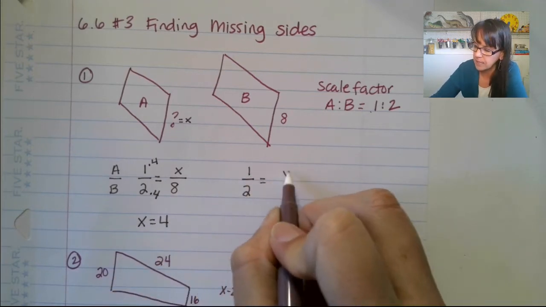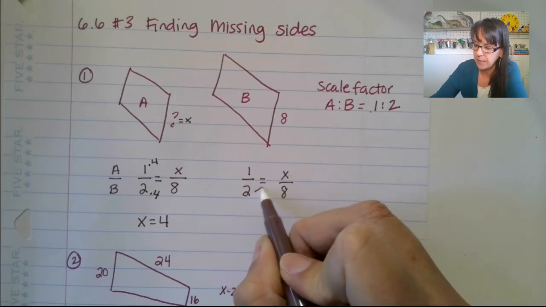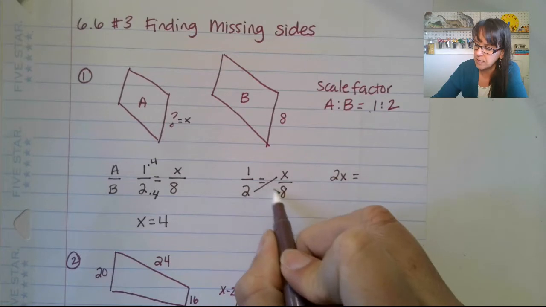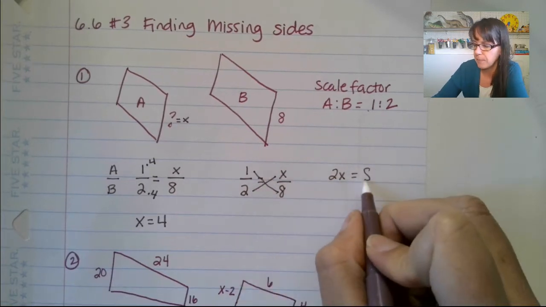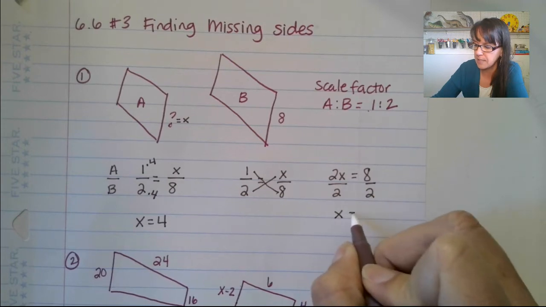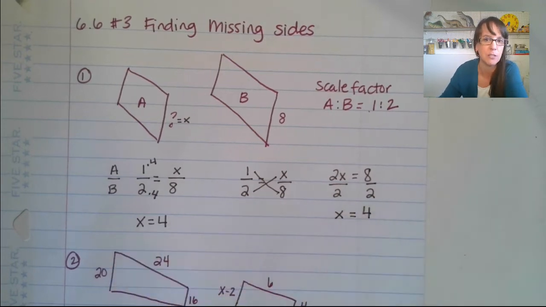1 over 2 equals X over 8. We're going to multiply this times this: 2X equals this times this, 8 times 1. To get our X by itself, we're going to divide both sides by 2, and that gives us X equals 4. So you see we get the same answer either way.